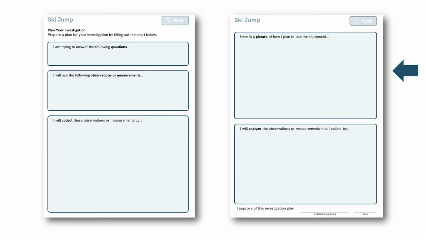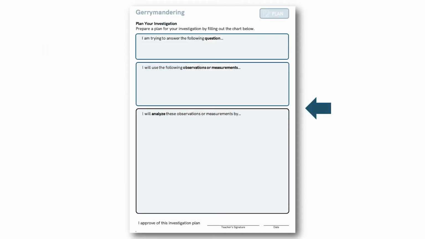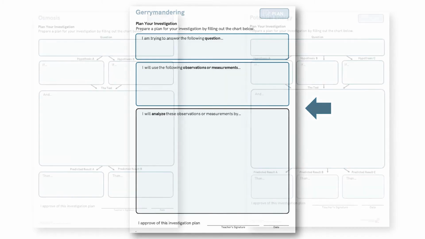Some simple variations on this plan include this form, which includes a space for students to draw out how they plan to set up the equipment, and this form, which leaves out the part where they explain how they'll collect the data. This one is often used for math investigations.